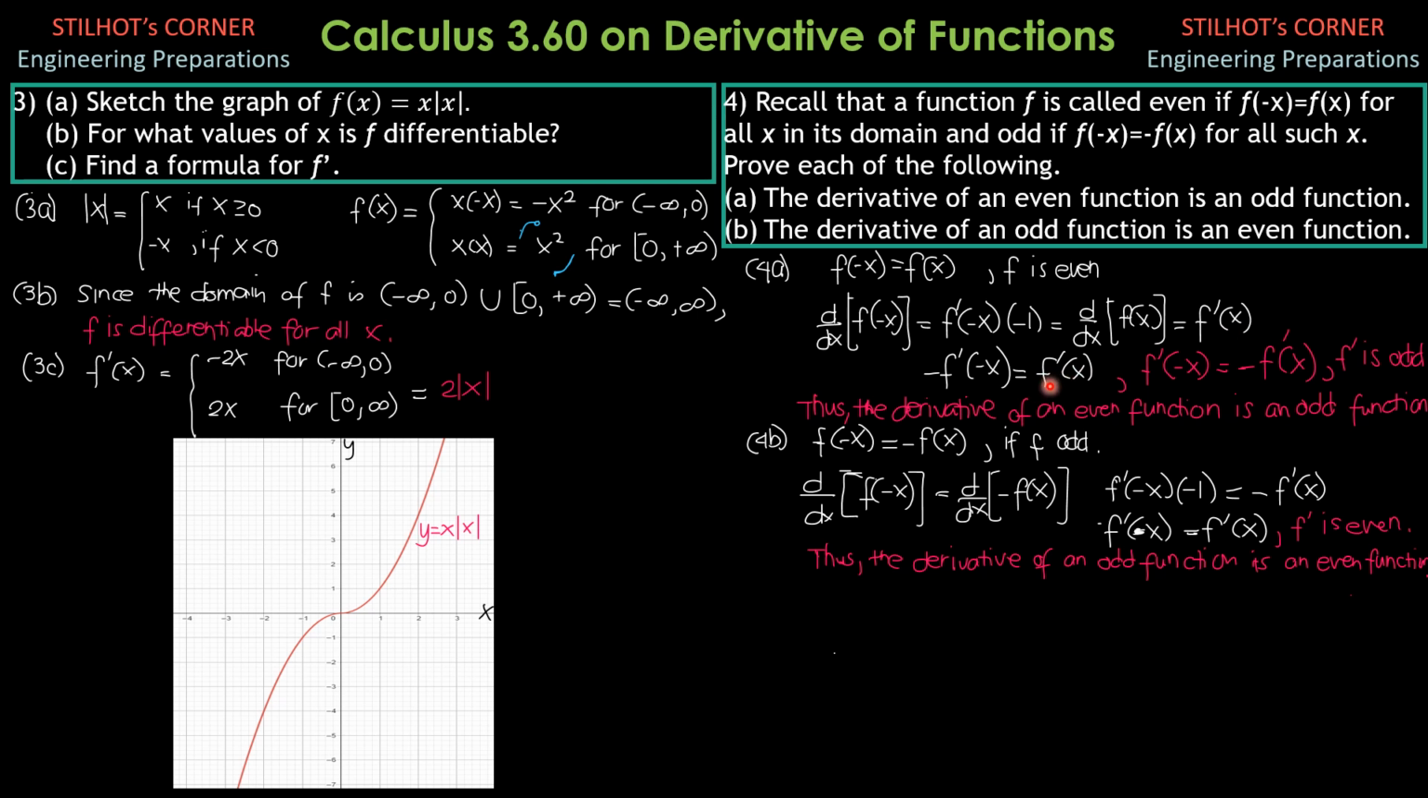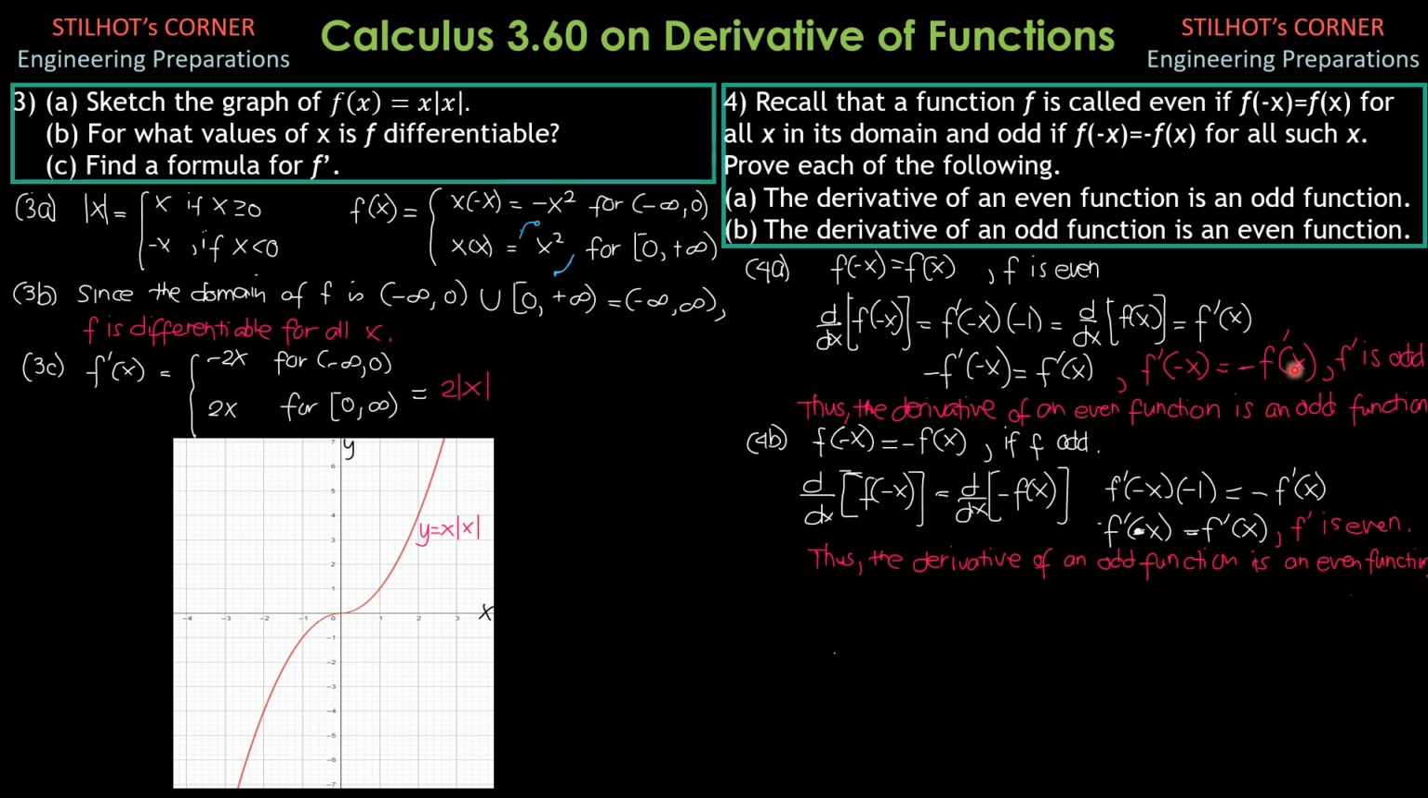Since we can rewrite this as f prime of negative x is negative f prime of x, this shows that f prime is odd. So because the original equation is that f is even, the derivative of an even function is an odd function, because the result here is f prime of negative x is negative f prime of positive x, or f prime of x.